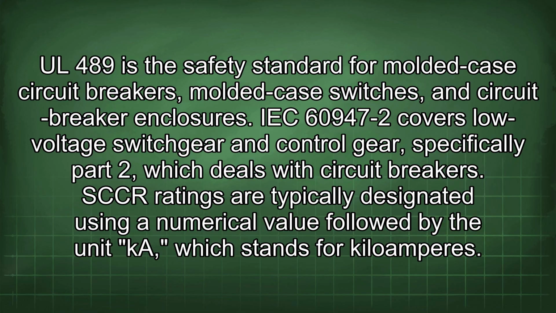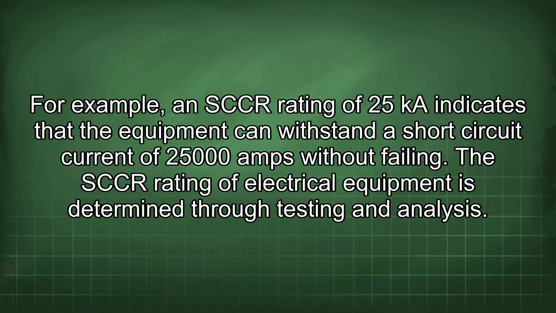IEC 60947-2 covers low voltage switchgear and control gear, specifically Part 2, which deals with circuit breakers. SCCR ratings are typically designated using a numerical value followed by the unit kA, which stands for kiloamperes. For example, an SCCR rating of 25 kA indicates that the equipment can withstand a short circuit current of 25,000 amps without failing. The SCCR rating of electrical equipment is determined through testing and analysis.